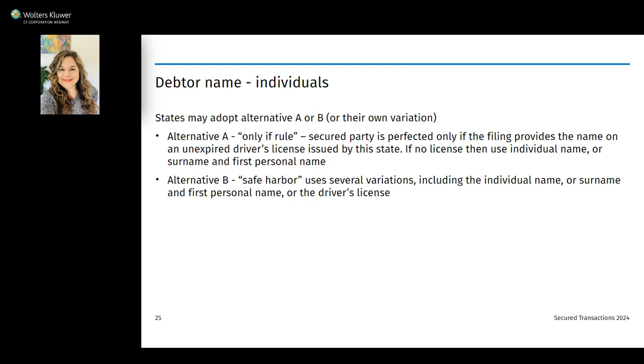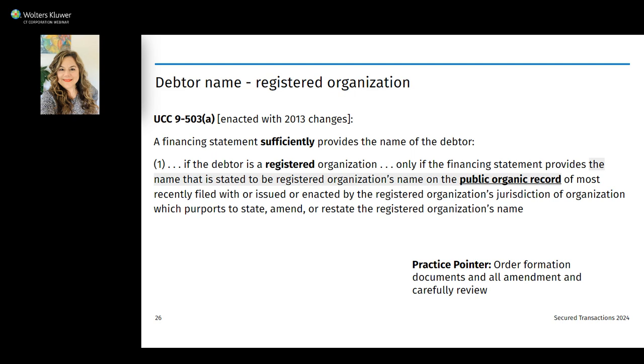Which alternative B states are there? Well, we're talking about Alaska, Colorado, that e-filing state, Connecticut, Delaware, New Hampshire, Oregon, and Wyoming. Remember, this is an individual debtor. We're not talking about UCCs on corporations or LLCs, but I do want to switch to that now, so let's talk about that.